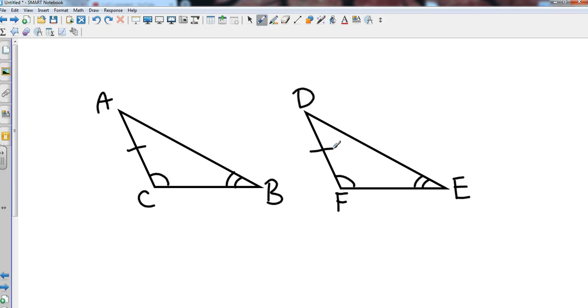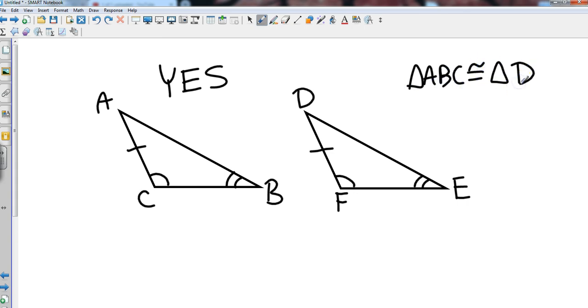And so in this case, because of angle, angle, side, triangle ABC is congruent to triangle DEF. I'll put my yes over here because of angle, angle, side. So now you're going to start getting on quizzes and homework or classwork and tests where you're going to have to recall all of the ones we've done so far: the side, angle, side, the side, side, side, angle, side, angle, and angle, angle, side.